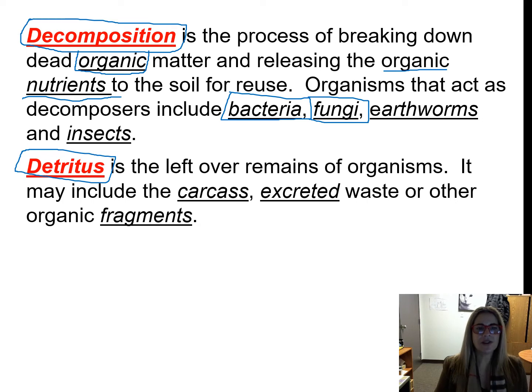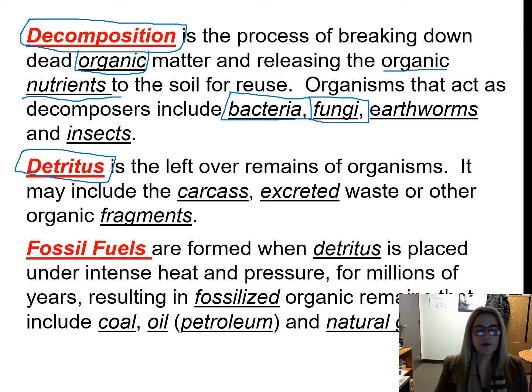So detritus is just kind of the remains of a dead organism. Fossil fuels we kind of talked about already, but fossil fuels are formed when this detritus is placed under intense pressure and intense heat, literally for millions of years, resulting in those fossil fuel reserves, primarily on the ocean floor. And so that can include coal deposits, that can include crude oil, which is oil before it's been refined into a usable form, and it can also include natural gas.